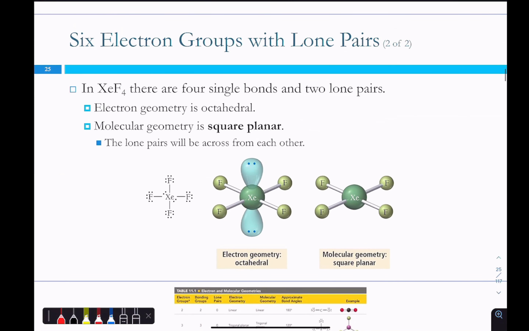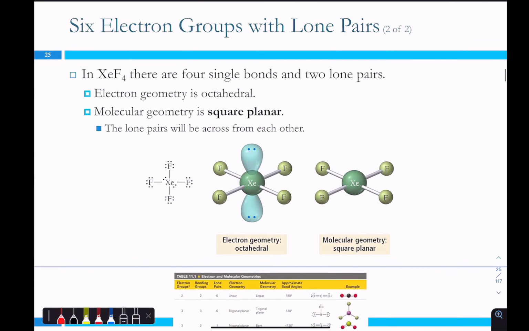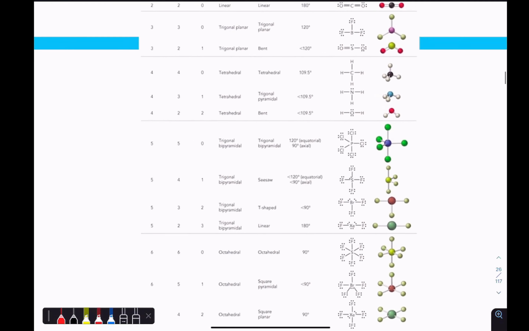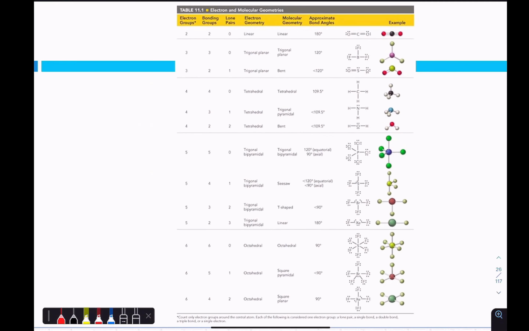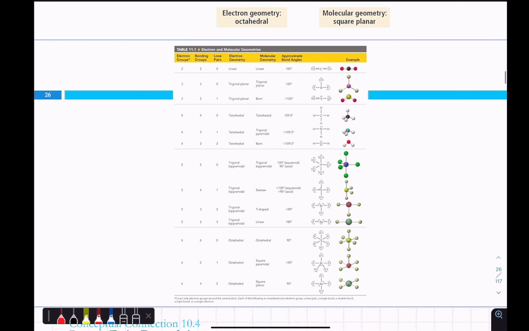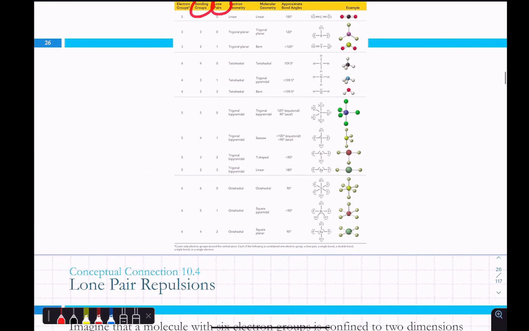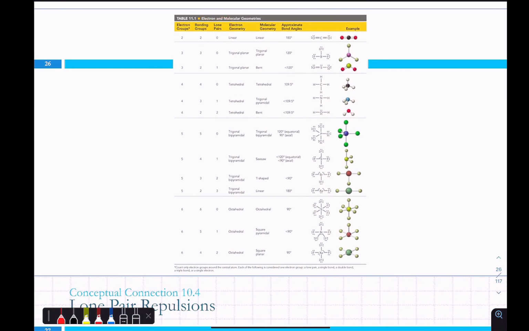Oh yeah, sorry, this is called square planar. So we've taken the top off the pyramid. Now it's just the base of the pyramid. So there's this whole chart. There's a bunch of them. And then these bonding groups and lone pairs, those are your X and your E for your AXE notation.